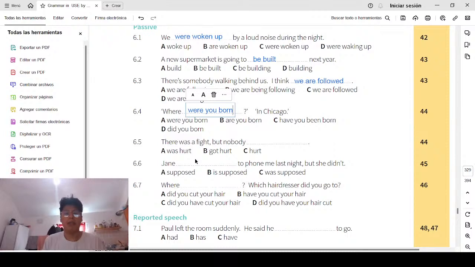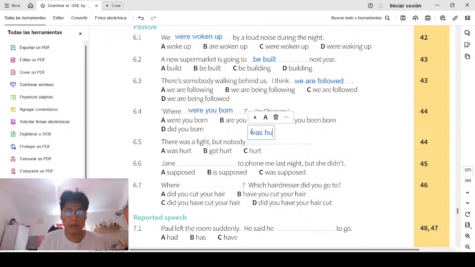And there was a fight, but nobody was hurt, nobody got hurt, or nobody hurt. Okay. In this example, it was hurt and also got hurt. Why? Because we can use, remember, let me translate, nobody was hurt, right? Nobody is the object, plus verb to be plus a past participle. In this part, that's okay, that's perfect.